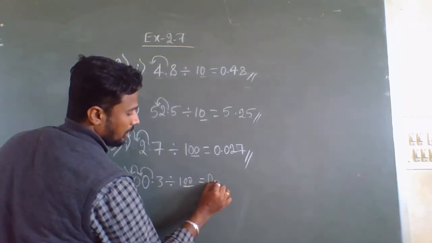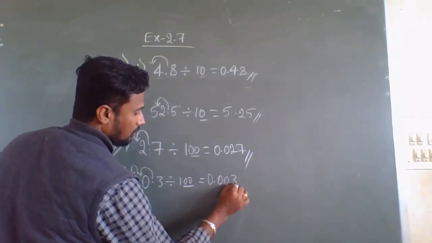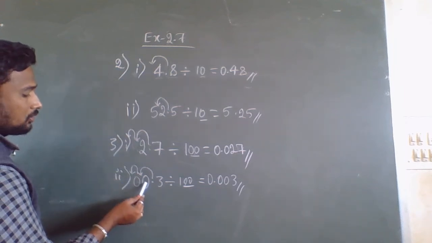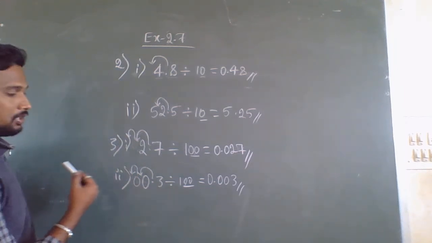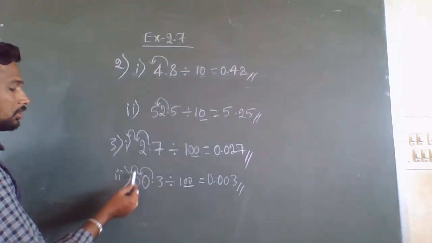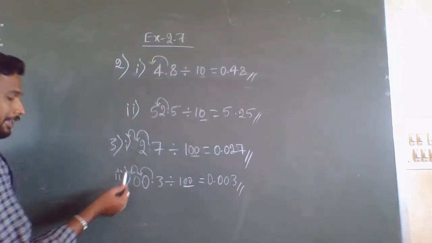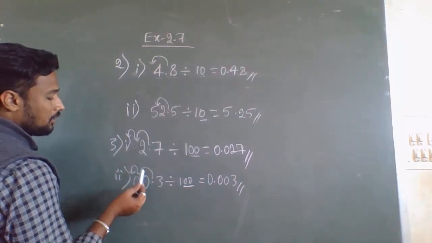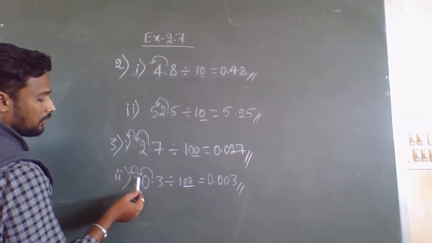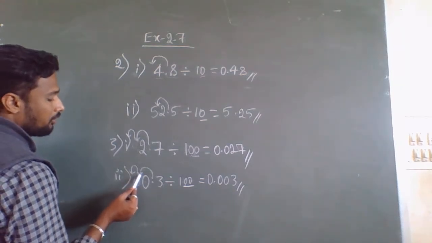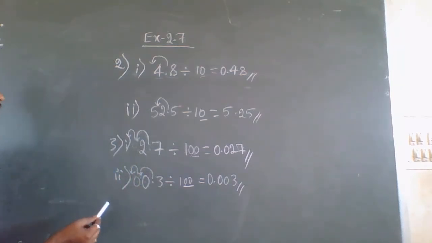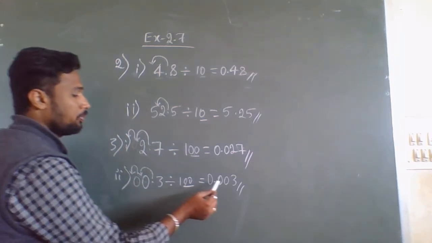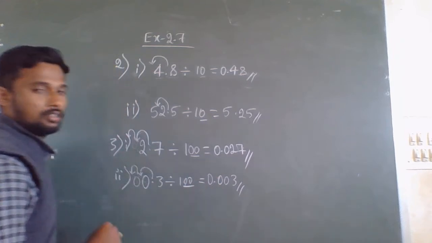So 0.003 is the answer. You can see here they have given 0.3. There are two zeros, which means you have to move two steps towards left side. In the first step you will get 0. After that 0 there is no number, so I will again consider another 0 and move this decimal point towards left side. So you will get two zeros after the decimal point. So 0.003 is the answer.